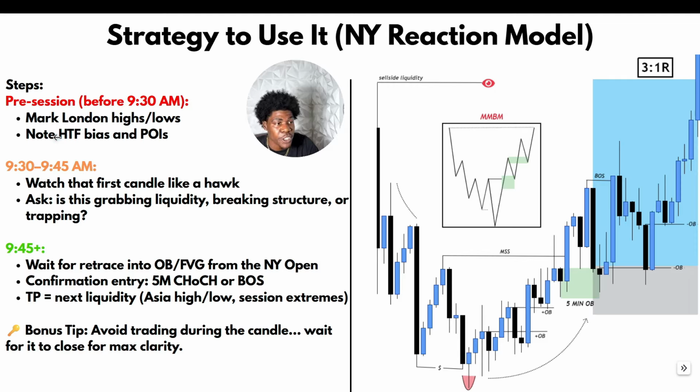So I always do a top-down analysis. I start from the higher time frames, the 4 hour, then scale down to the 1 hour, then the 15 minutes, and then I execute on the lower time frames. But you always start with the higher time frame. You have a higher time frame bias, and then scale down and find your higher time frame point of interest.